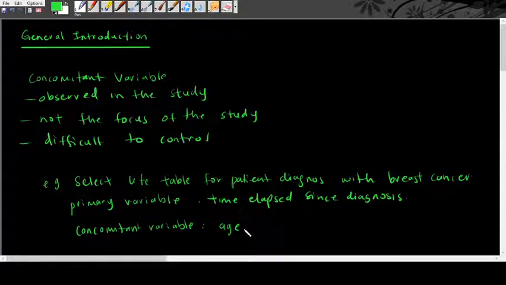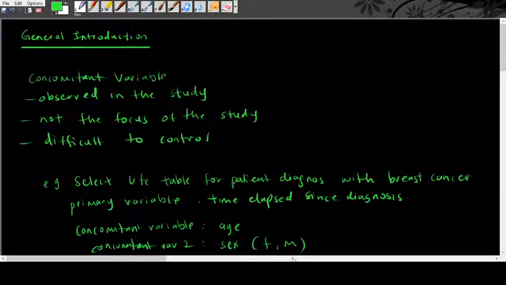If you want to create another select life table, you may also have another concomitant variable other than age, for example, let's use sex, as in male or female. So with these different concomitant variables, you can already create 2 select life tables.